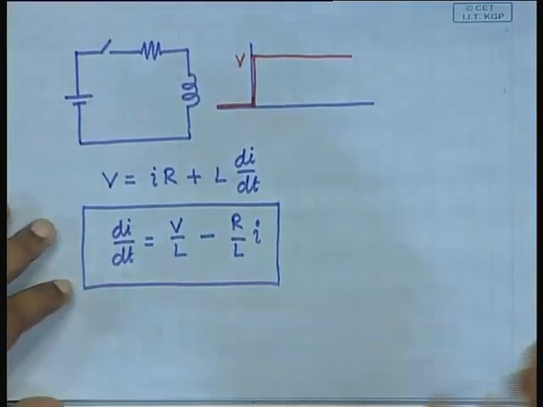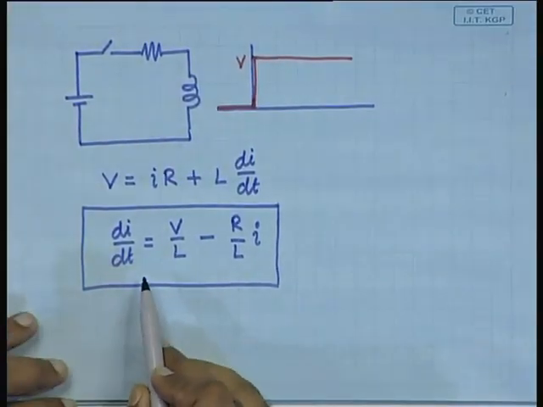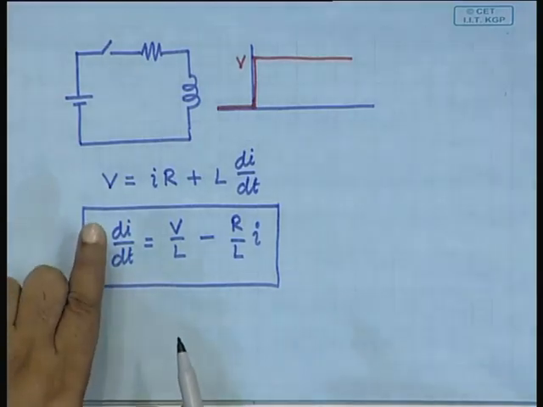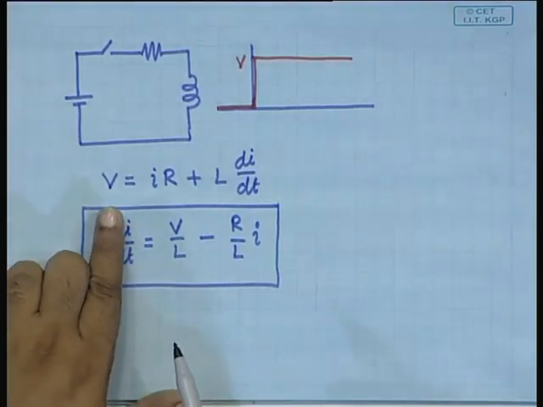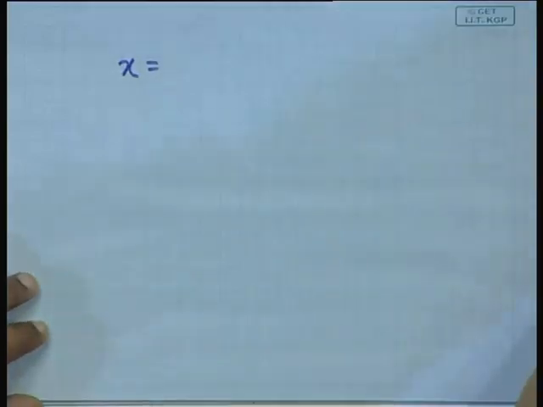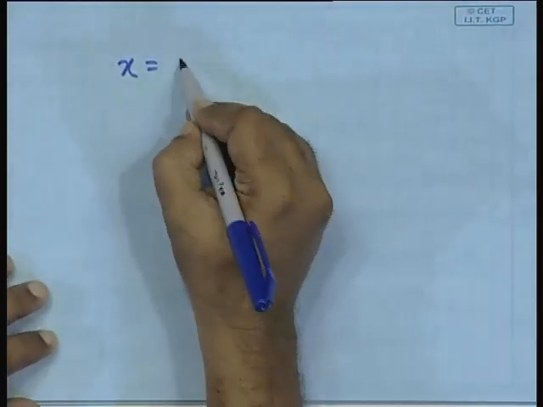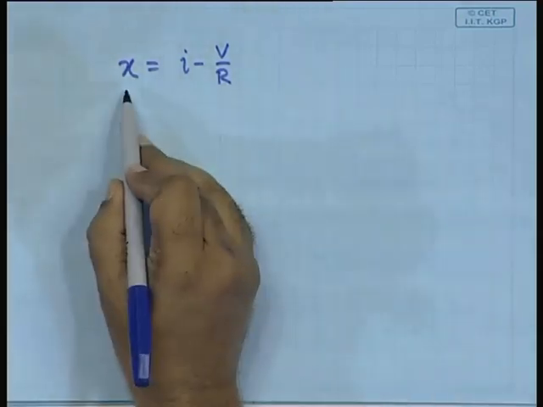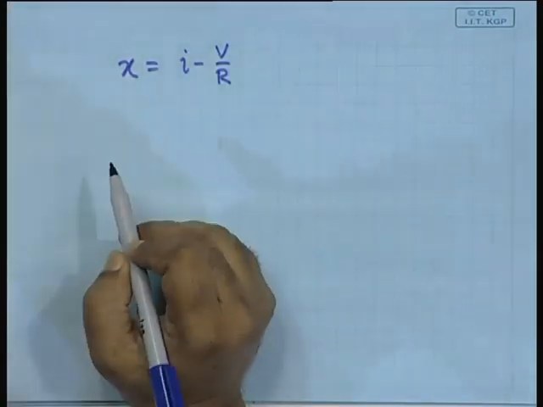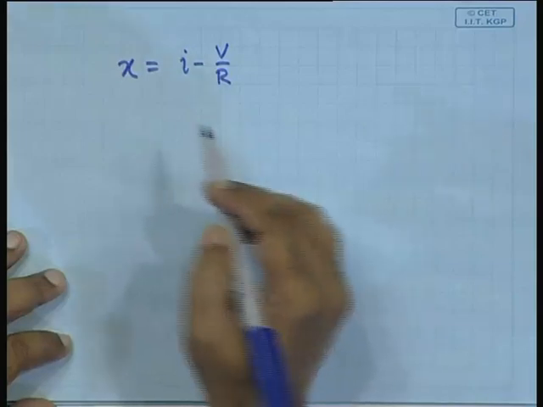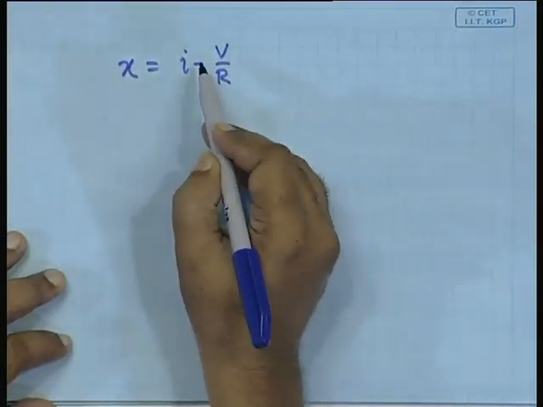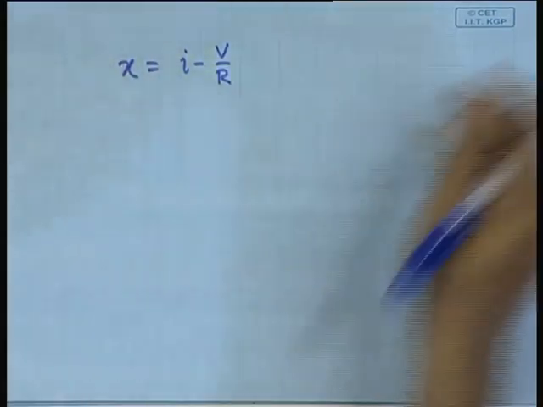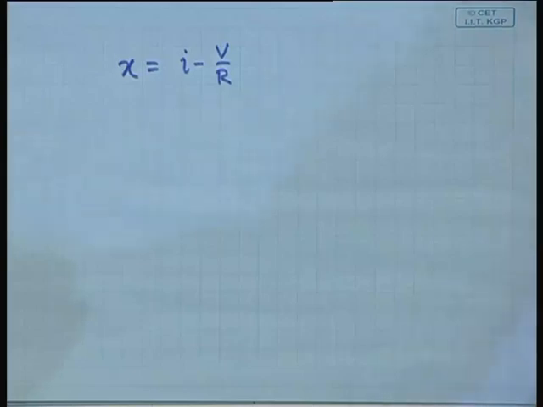Where should I move it? Where is the equilibrium point now? V by R. So, we will make the coordinate transformation as I minus V by R. So, for x, that is the equilibrium point. If this is the new variable x, in terms of that, how does the original equation look?